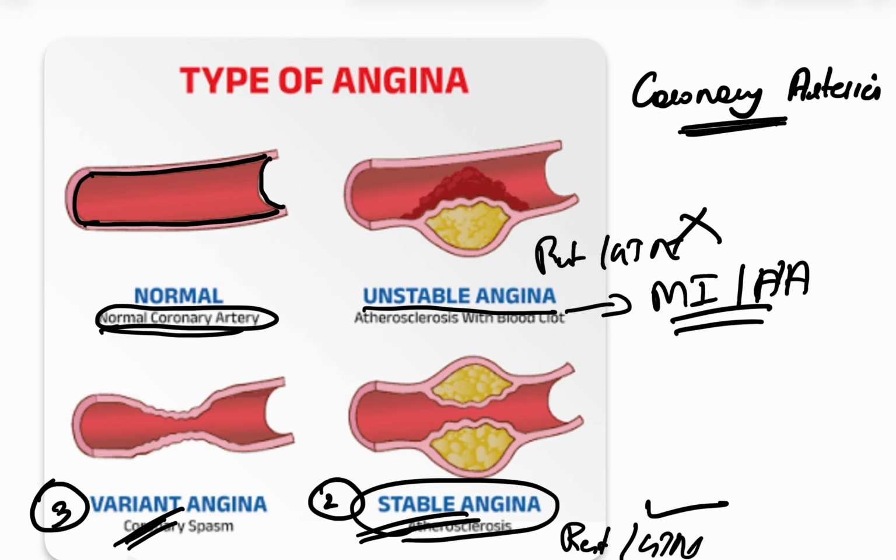Then we studied about variant angina. There are two other names for variant angina: Prinzmetal angina and nocturnal angina, because variant angina is mostly seen in patients at night time or while sleeping. So it is the nighttime angina, and this angina is also relieved by rest and GTN.